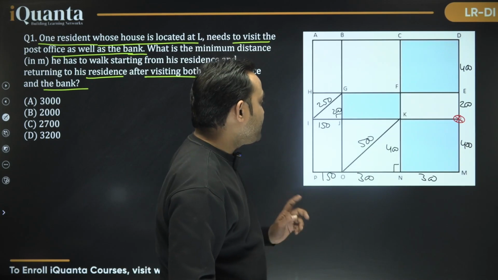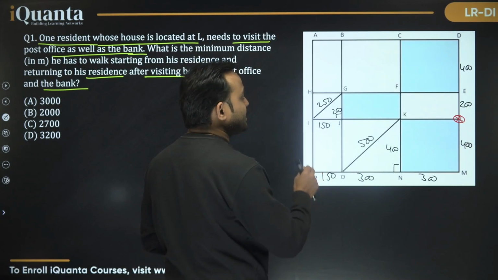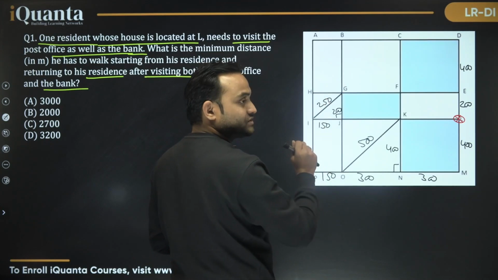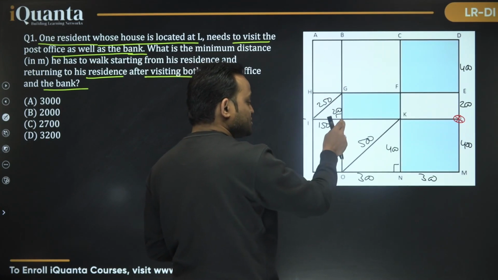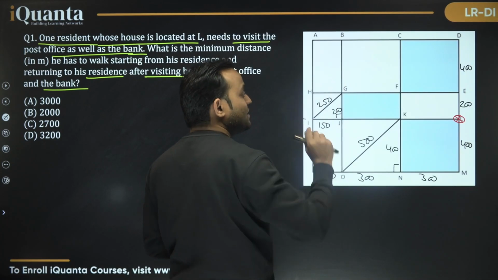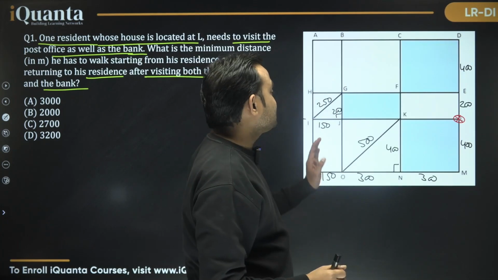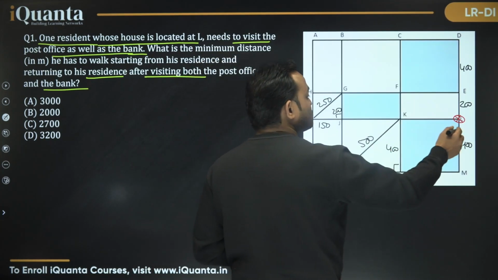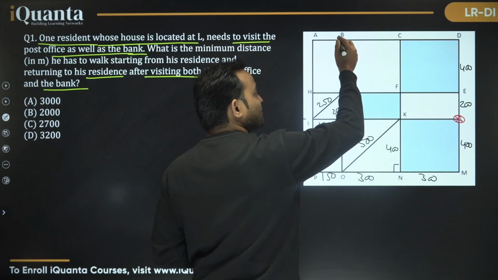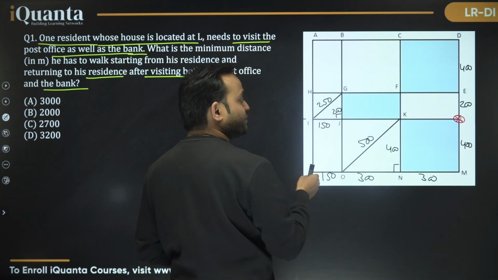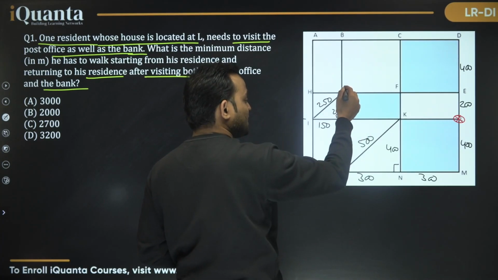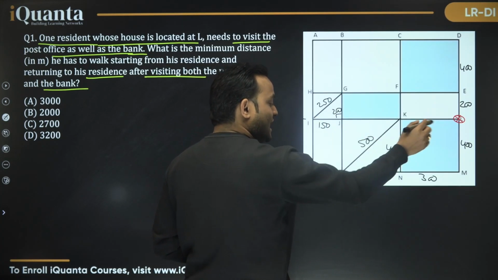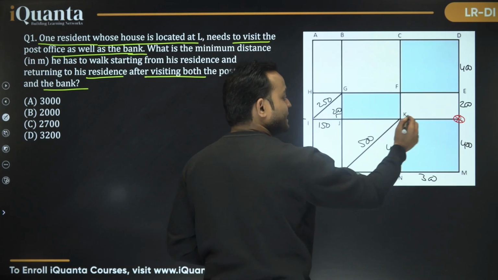Now, from P, he can go to bank B. So, P to I to G. He can go to G from I to J, J to G, and then B. But what we need to do is cover these distances. Or you can take the opposite, that he goes to the bank first. From bank coming to P. So, B to G, G to I to P. Then returning to L. So, P to O, O to K, K to L.